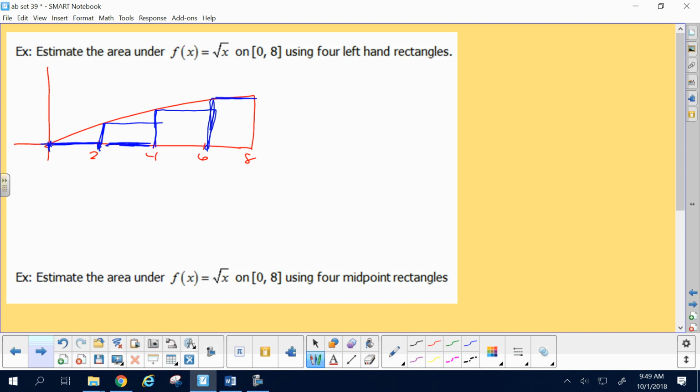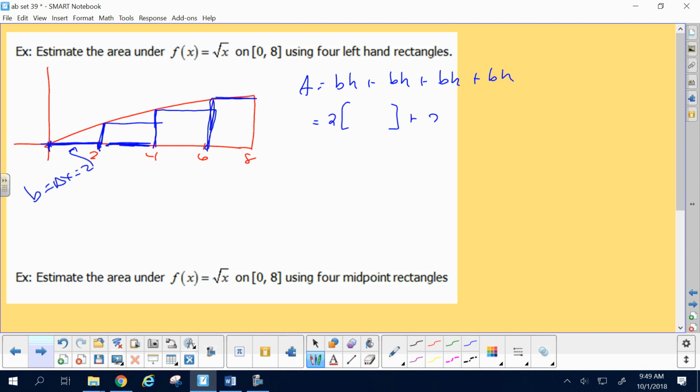Now in this case, left-hand rectangles are definitely under the curve, and so this will not be an overestimate, but an underestimate, all right? We are going to still say our area is 4 rectangles. And each base is still 2, for the exact same reason. 8 divided into 4 rectangles is 2 each. So each one will be 2.